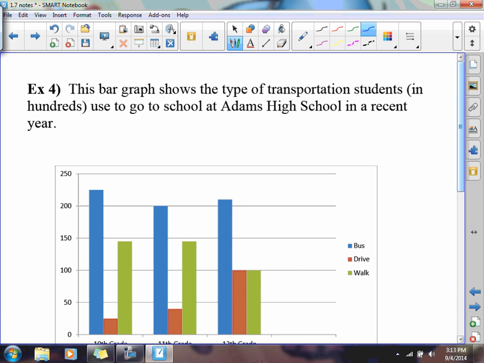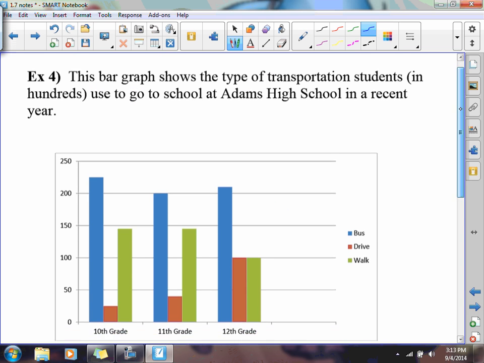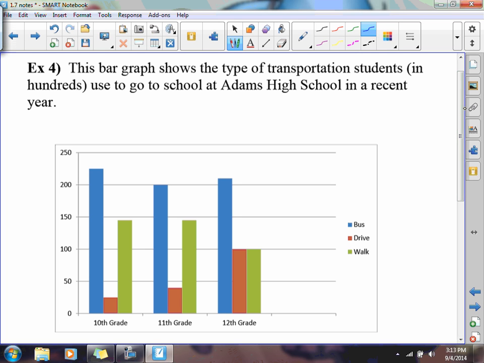Okay, now for example 4 and example 5, they gave us the table, or I guess in this one it's a bar graph, and we're going to answer questions about it. So we're kind of reversing the process now. So now we're analyzing a bar graph that they've already constructed. Now this bar graph shows the type of transportation that students use to go to school at Adams High School.